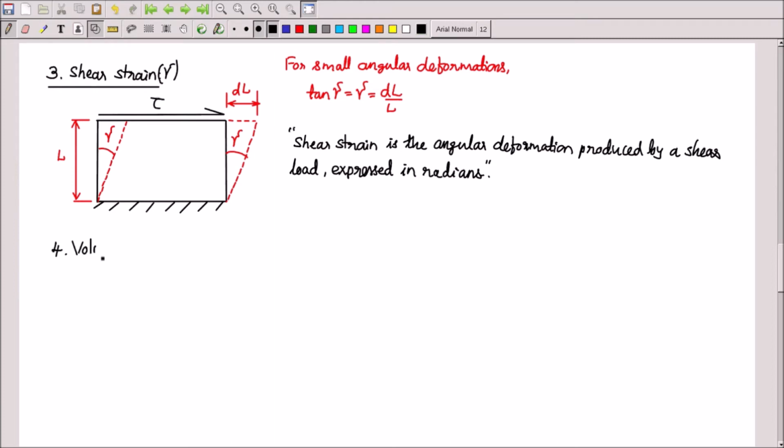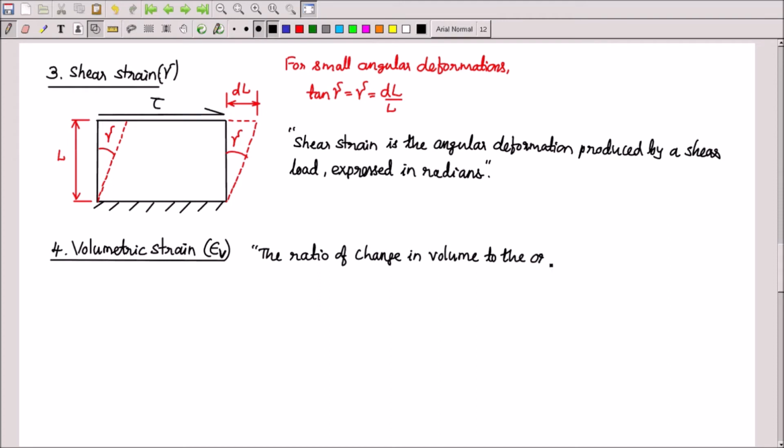So shear strain is the angular deformation produced by the load expressed in radians. Fourth one is called volumetric strain, which is denoted by the symbol epsilon suffix v. We know that generally strain is defined as the ratio of change in dimension to original dimension. So when we define volumetric strain, it is defined as the ratio of change in volume to the original volume. So epsilon v is the ratio of change in volume divided by the original volume, or dv by v.